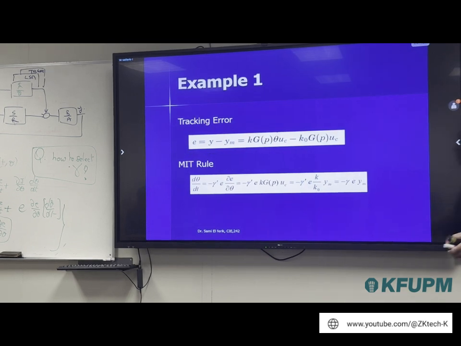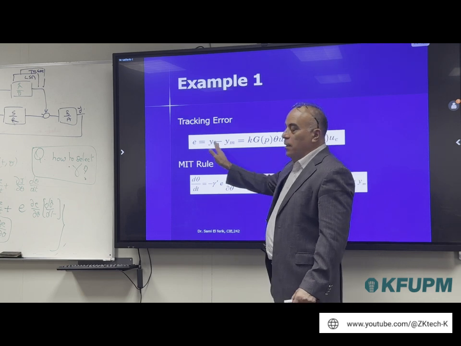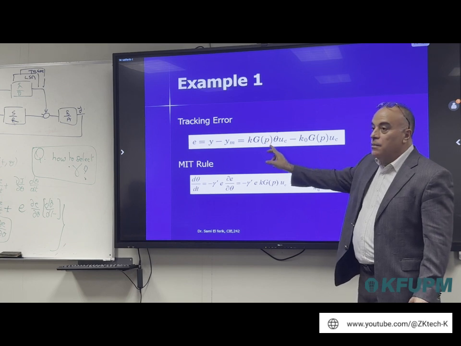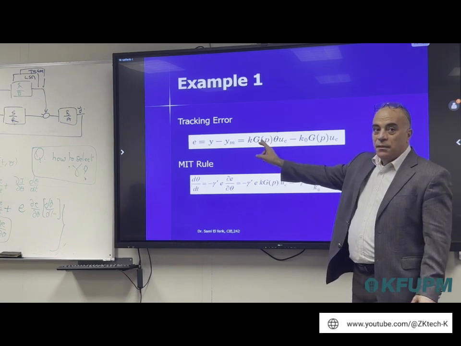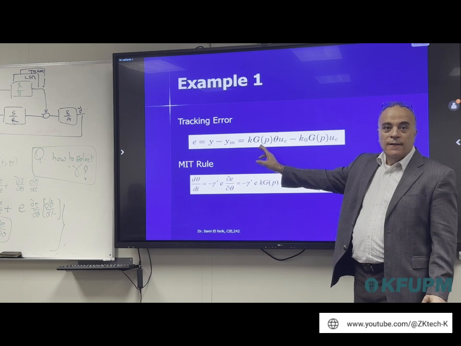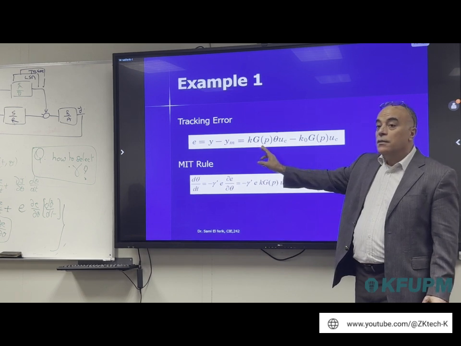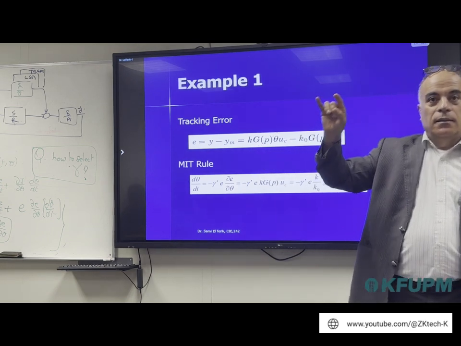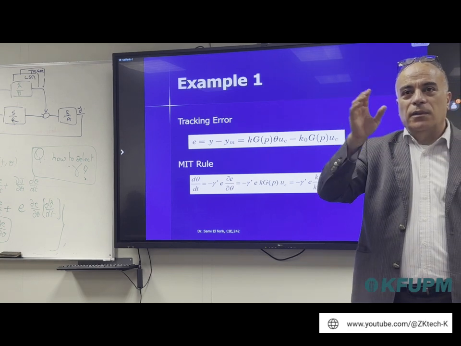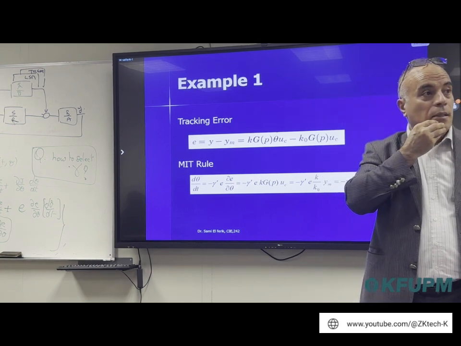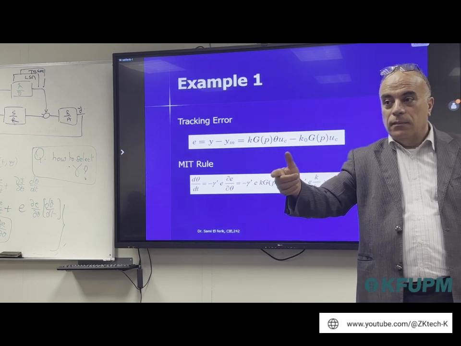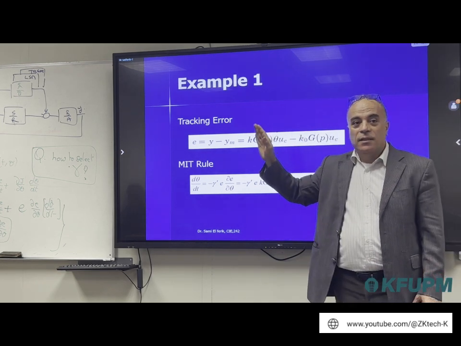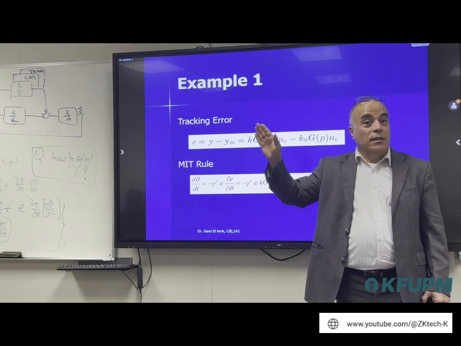Alright, so my tracking error is E equal to y minus ym, which is equal to k times G of p times theta times uc, minus k0 times G of p times uc. You see here I replaced s by p, the operator. Why did I replace s by p, why did I not continue with s? We are working in continuous time, and s is the Laplace transform, p is the differential operator.